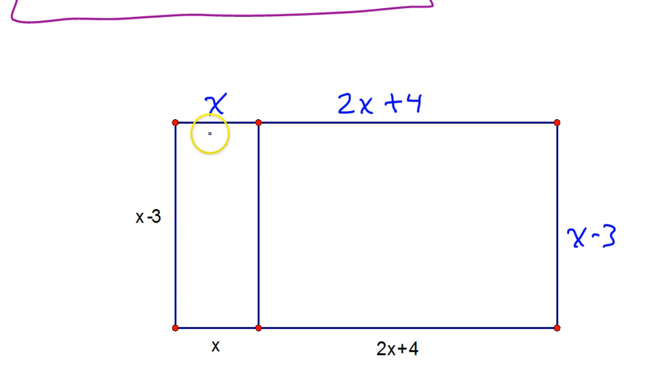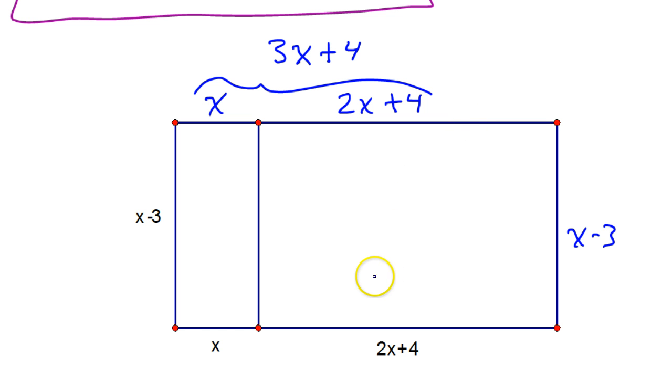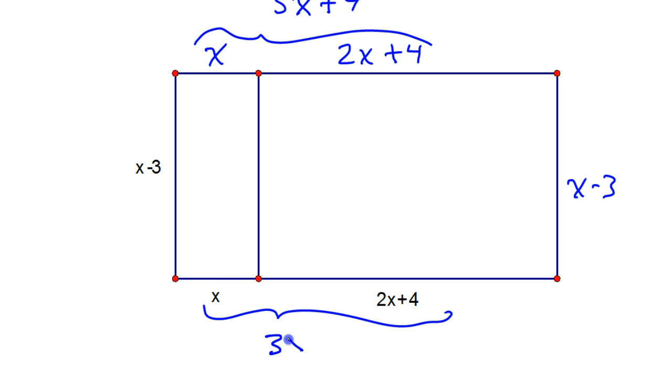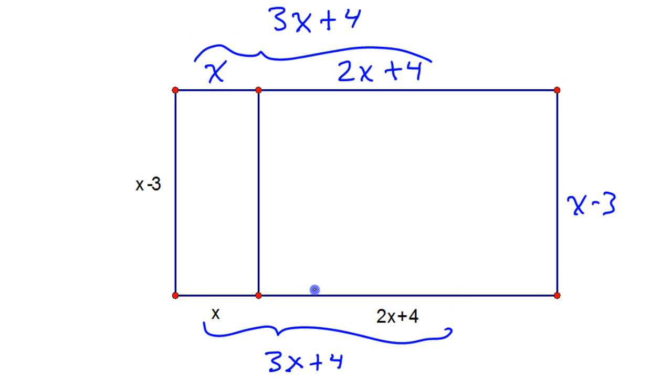Alright, another way to think about it is to sort of combine things a little bit. If I put these two together, x plus 2x plus 4, do you understand that that would be 3x plus 4? Okay, so that's the entire length of the rectangle. And of course that would be the same thing down here, 3x plus 4 as well. So that makes it a little bit easier to add if you don't have so many x's.